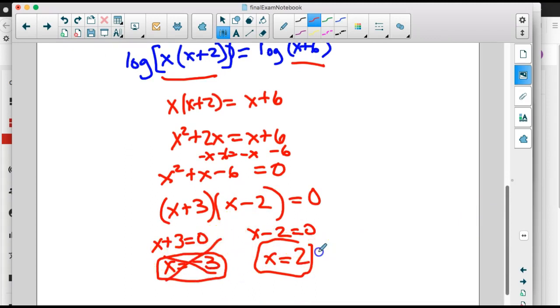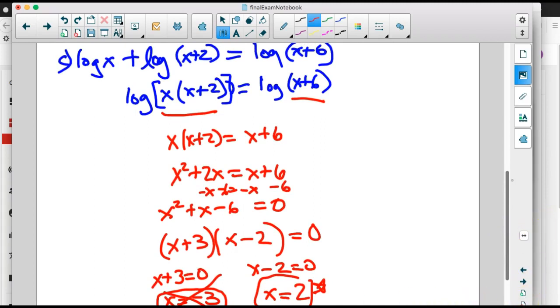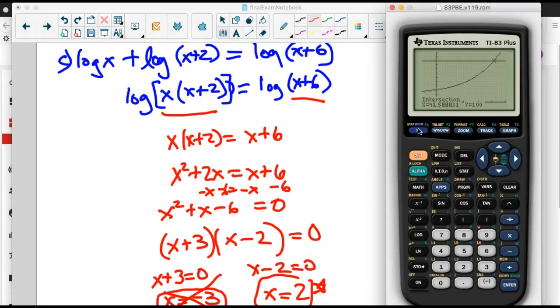All right, so I'm going to go with this one, and we're going to verify with our calculator by graphing it and seeing the intersection of the two. So let's take a look at our calculator. Go back here, clear these two out. Start with a log of x plus log of x plus 2. And then on the other one, we're going to write log of x plus 6. Now we know the answer.